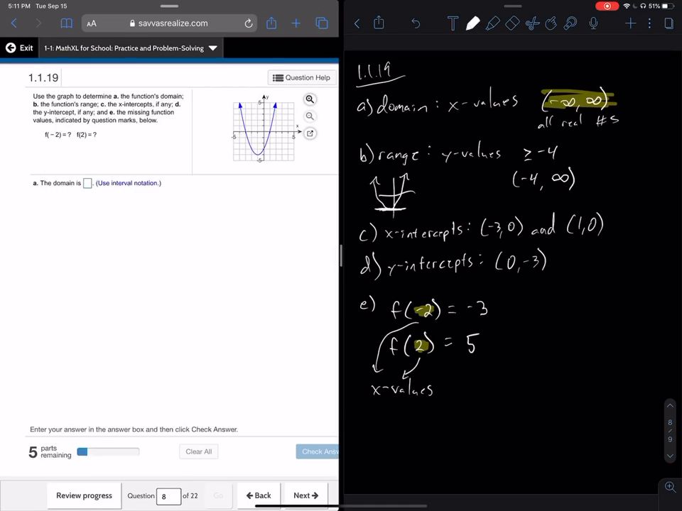So plug those into where it asks you to type them. Be careful, if it does ask you for interval notation, make sure you type your answer in interval notation. So that would be these two in this case. And then the x-intercepts, y-intercepts, and then part E should be pretty straightforward.